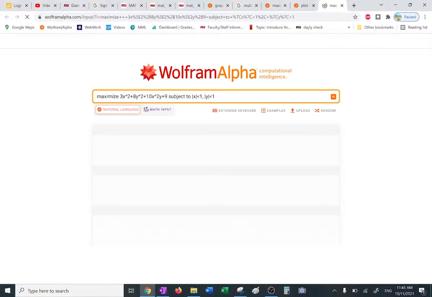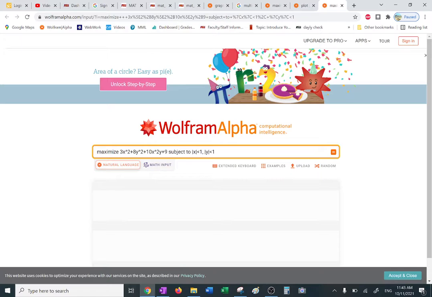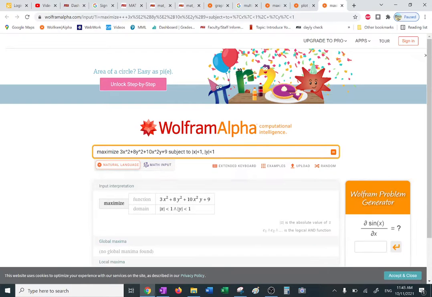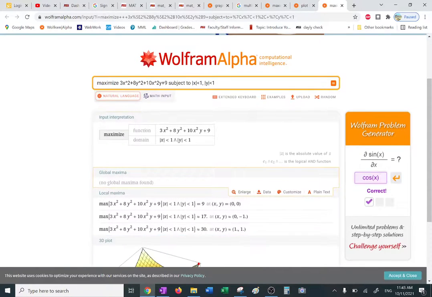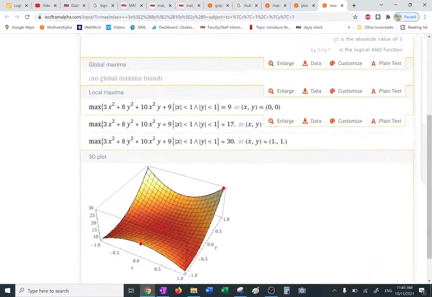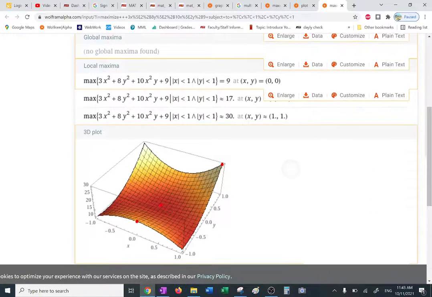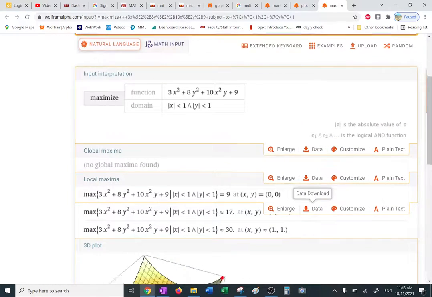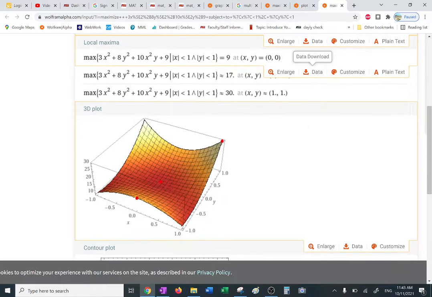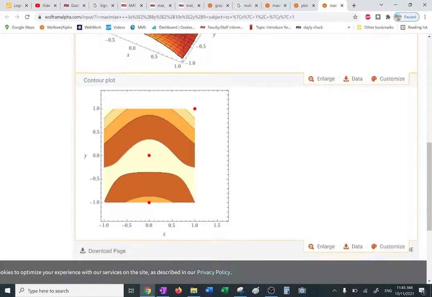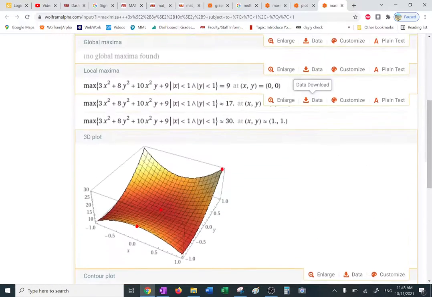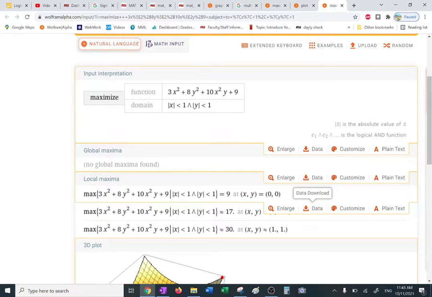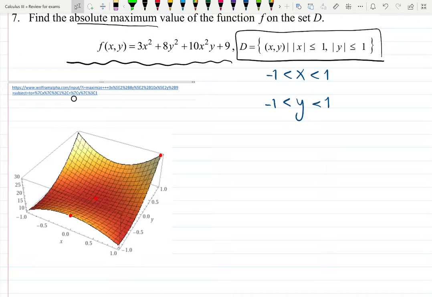Wolfram Alpha actually gives you the answer for this problem, by the way. You will see. So let's try to get the same answer as they have. As you can see, they did all the work. Maximize the function on this domain. And here is how it looks. Here's the heat map if you want a contour map. So let's do that by hand.